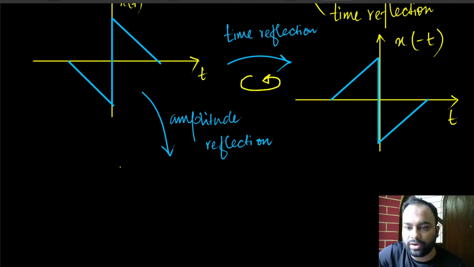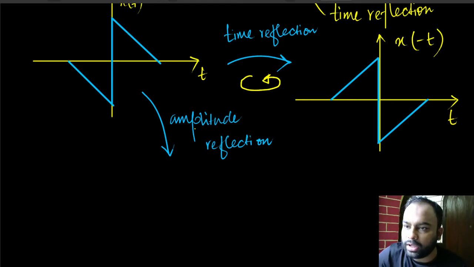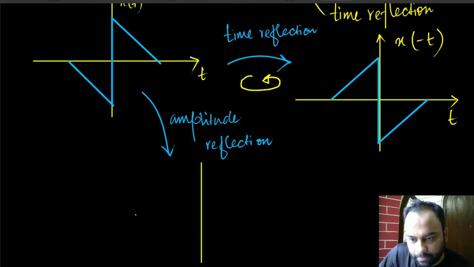And how do I do an amplitude reflection? Of course, I take the top, pull it to the bottom, and take the bottom, pull it to the top. Okay, so we do a reflection like this, amplitude reflection. So if I do that on the signal, what do I see?